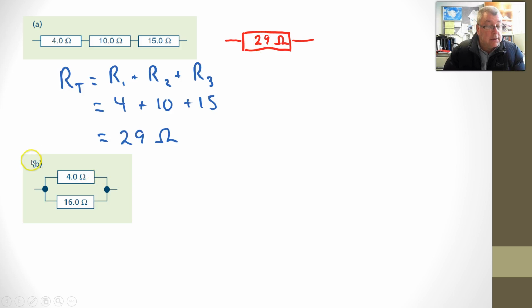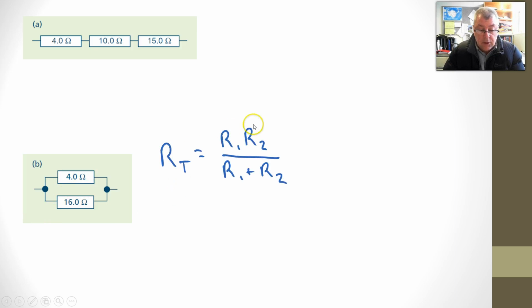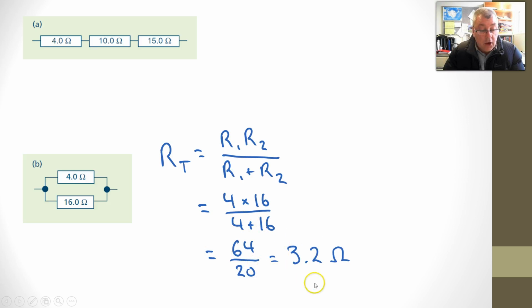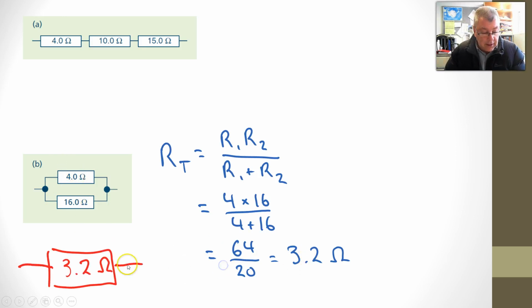Now let's look at this resistor here where we have our two resistors in parallel, and we can work out the effective total resistance of these two resistors. We use our formula and simply put the numbers in. So this time it's 4 times 16 divided by 4 plus 16, and that would give us a total resistance of 3.2 ohms. And remember what we said, the combined resistance is less than the individual resistors. Now we could replace these two resistors with, of course, a resistor of 3.2 ohms.